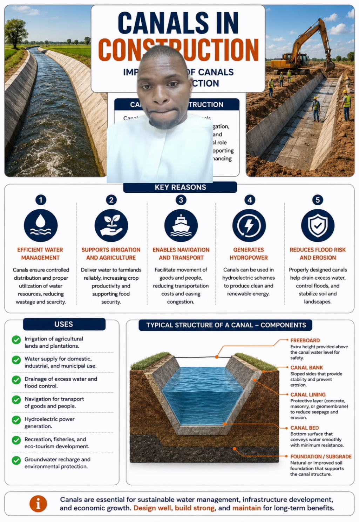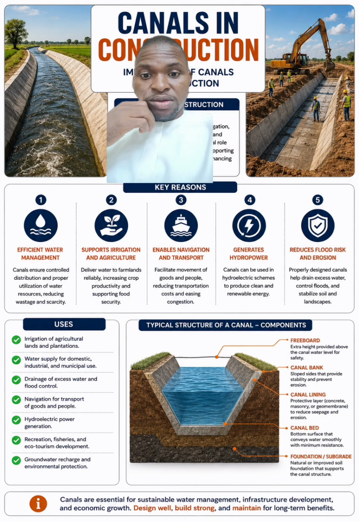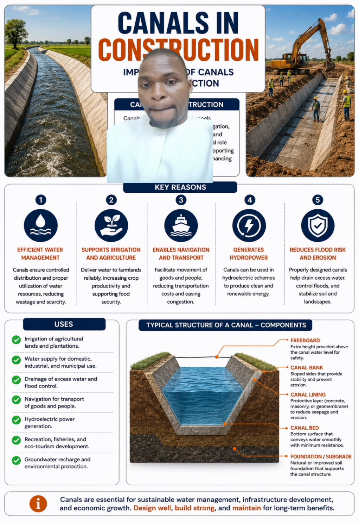Then we have canal bank, which is a slope side that provides stability and prevents erosion. Then we have the canal lining, which is a protective layer, concrete, masonry or geomembrane, to reduce seepage and erosion. Then we now have the canal bed. That is the flow bottom surface that conveys water smoothly with minimum resistance.